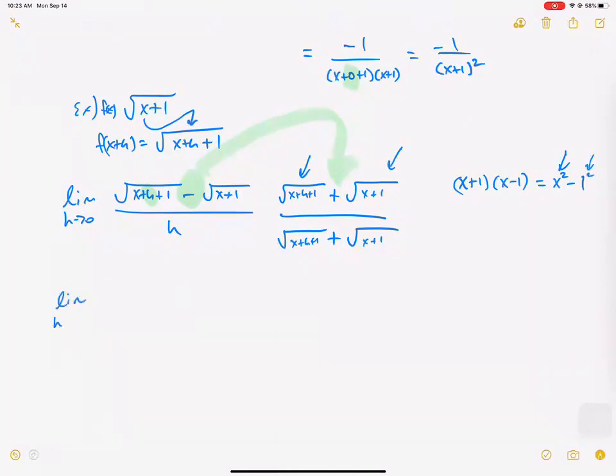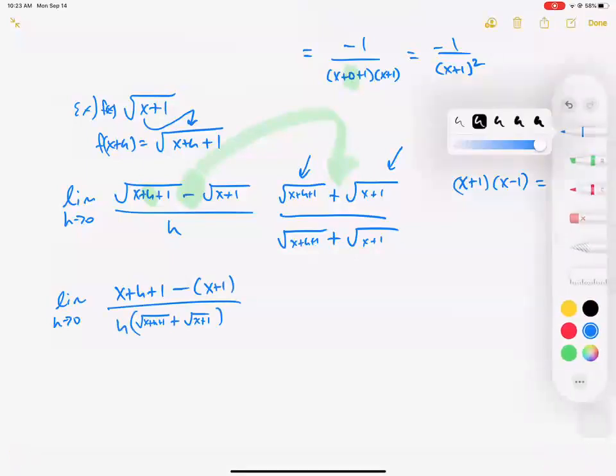Limit as h goes to 0. We're going to jump to the squared version of this. A square root times a square root cancels out to become just x plus h plus 1 minus, and square root and square root cancel out, becomes parentheses x plus 1 all over h, and just write the square root there. That's it. That square root is going to remain the same. So please don't freak out, and do not try multiplying it. Just leave it alone, because the top is going to clean up.